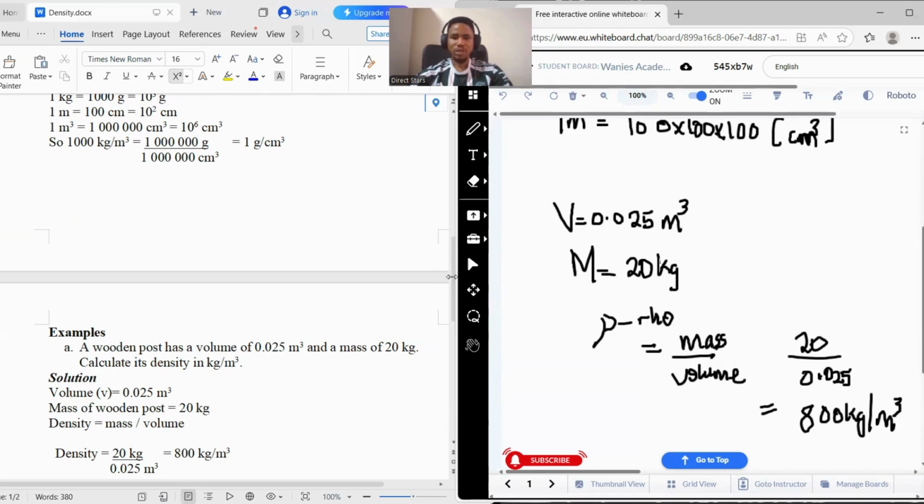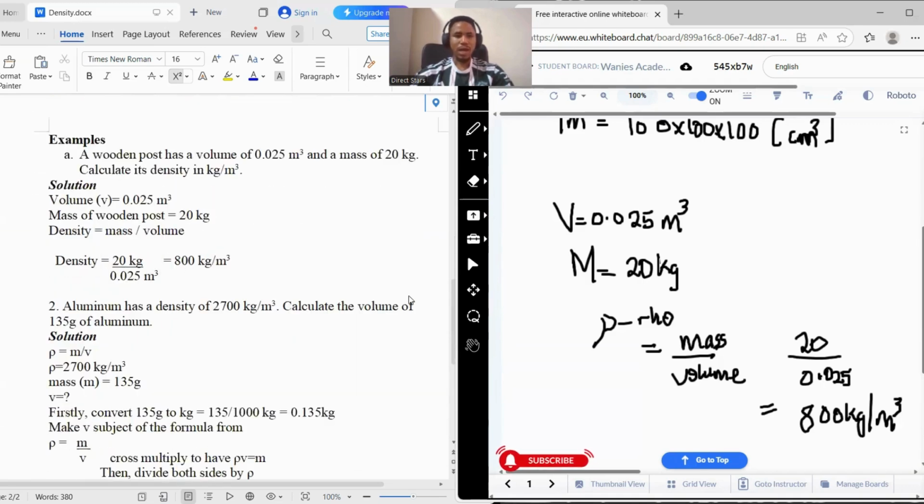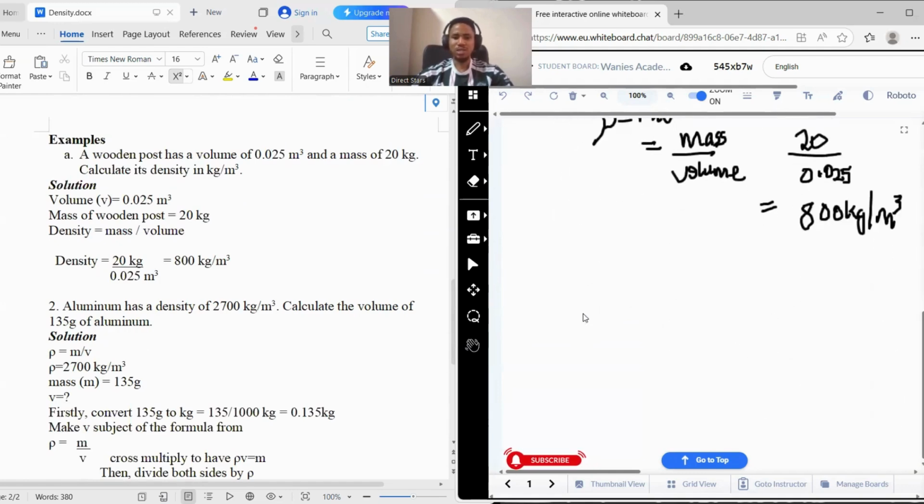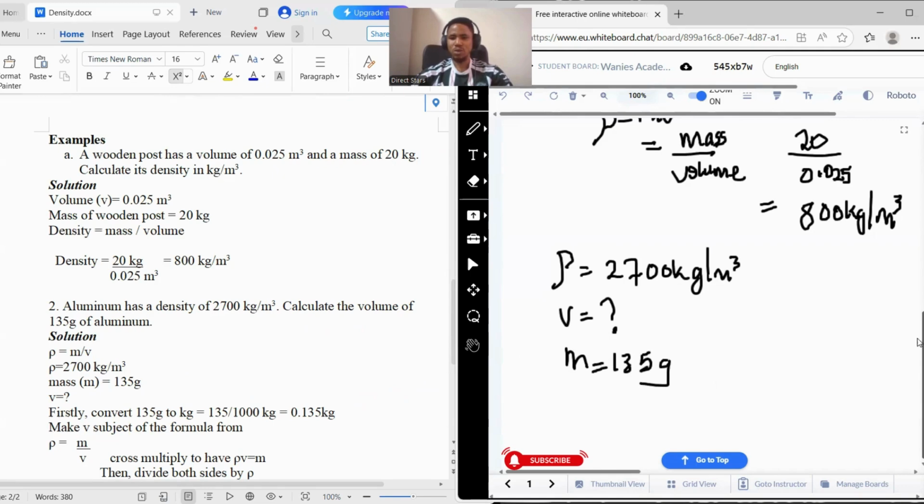And what if we have another example? Aluminium has a density. In this question, we have been given the density already, which is 2,700 kilogram per meter cube. Now, the question says calculate the volume when the mass of the aluminium is 135 grams. So the mass is 135 grams, and we want to calculate the volume.